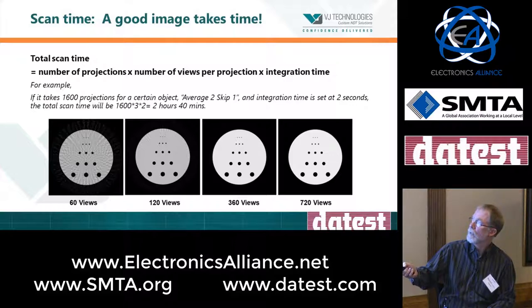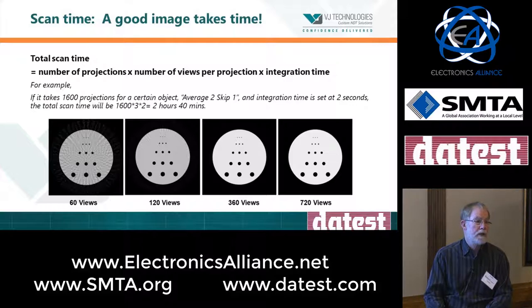In this case, it gives an example. Say we want to do 1600 projections for a certain object. Well, when we factor in the machine parameters and what's called integration time per scan, which in this case was 2 seconds, that 1600 projections calculates out to 2 hours and 40 minutes. That's where the cost comes in. In 2D X-ray, you can probably capture the same thing on most X-ray systems in a matter of a few minutes. But will you obtain what you want in those few minutes? That's the question.